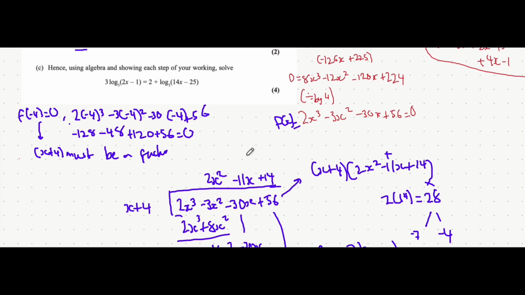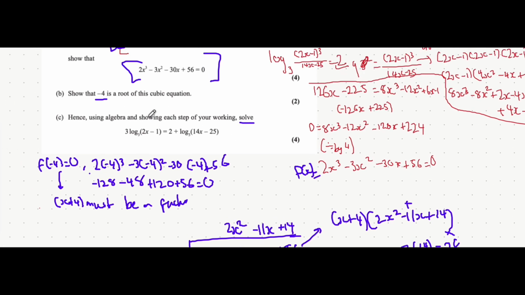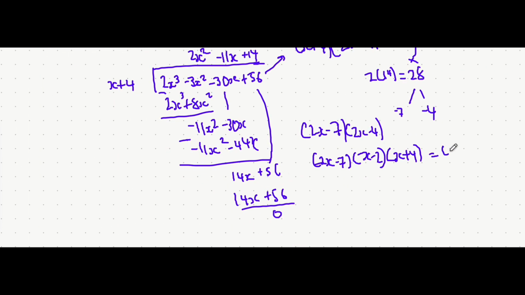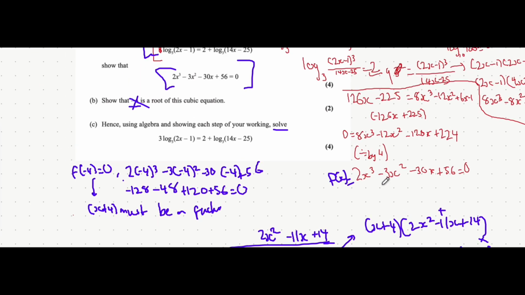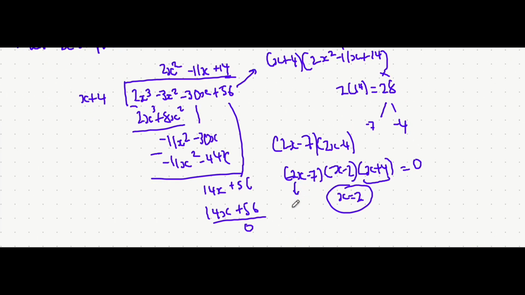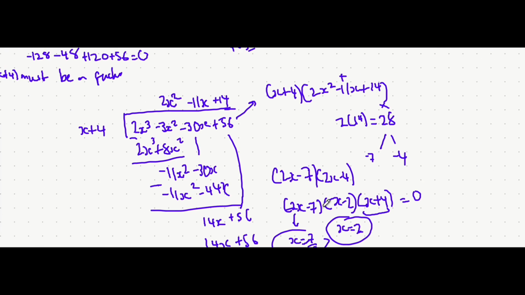Now, because it is asking us to solve, and we know the inside of a logarithm can never be negative, minus 4 is not a valid solution. However, if we make this equal to 0, so we know x equals minus 4 is not valid, but x equals 2, which makes the second bracket equal 0, is a valid solution. Because if you put that inside of the logarithms, they'll give out positive values. Same with x equals 7 over 2. So these are your two final correct answers.